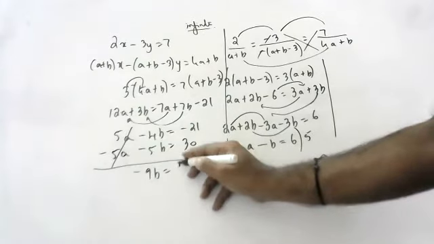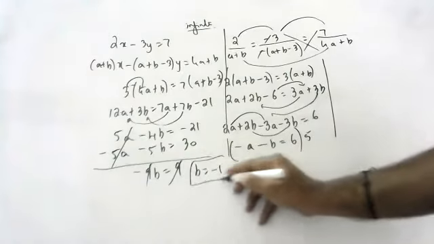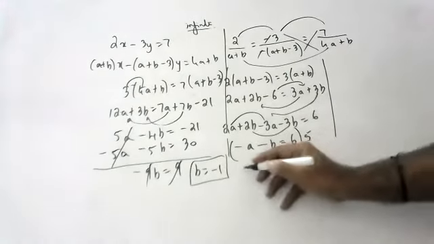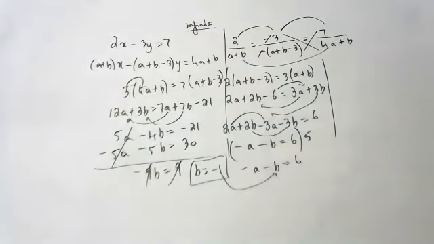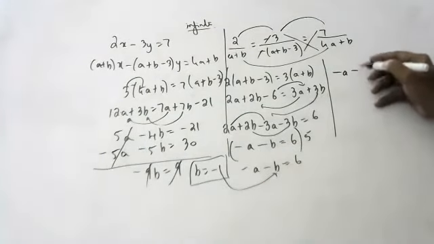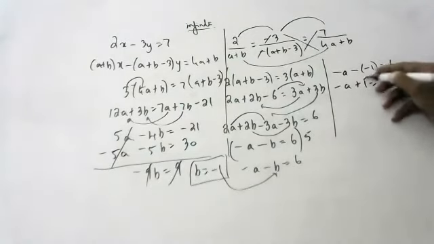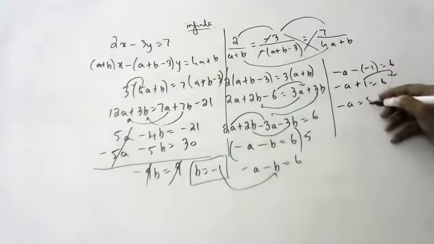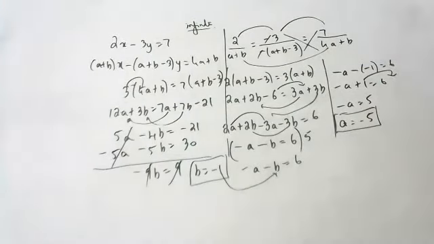9b is equal to 9. B is equal to minus 1. Okay, so what we have in the equation: minus a minus b is equal to 6. Here you put b as minus 1. What do you get? Minus a plus 1 is equal to 6. Minus a is equal to minus 5. a is equal to minus 1. That's very good.